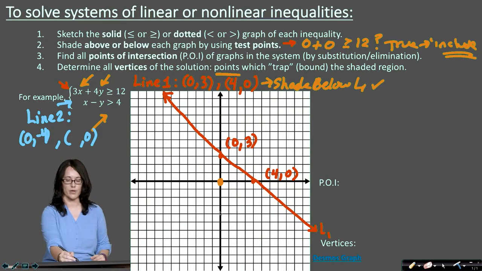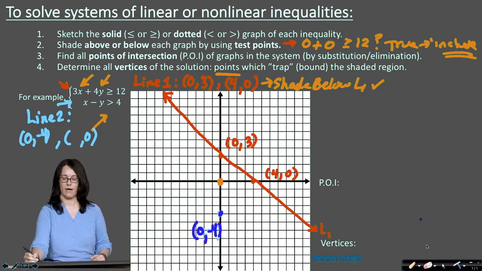1, 2, 3, 4. 0, negative 4. Point on that second line. I'll go ahead and write that in a darker color blue because it's a little hard for some of you probably to see. Let's get that fixed. There he is. 0, comma, negative 4. Okay. All right, so that would be our 1 point on our second line.